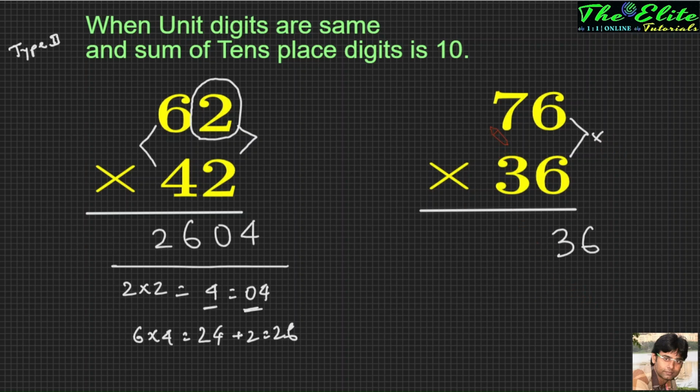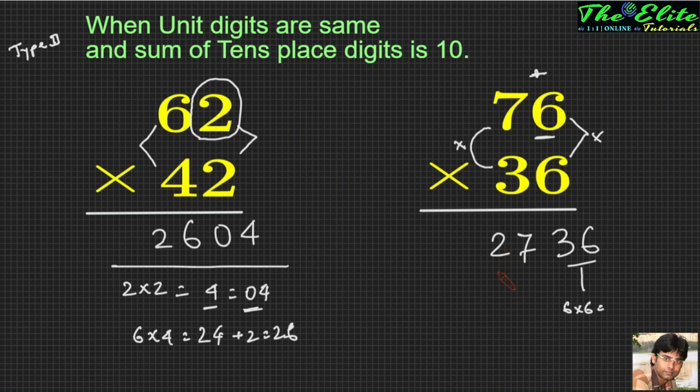Now what I said, you will multiply the tens place digit as well, but you have to add one of the units place digit. So 7 times 3 is what? 21, and 21 plus 6 is 27. Isn't it? What we did? For this 36, we multiplied 6 times 6.